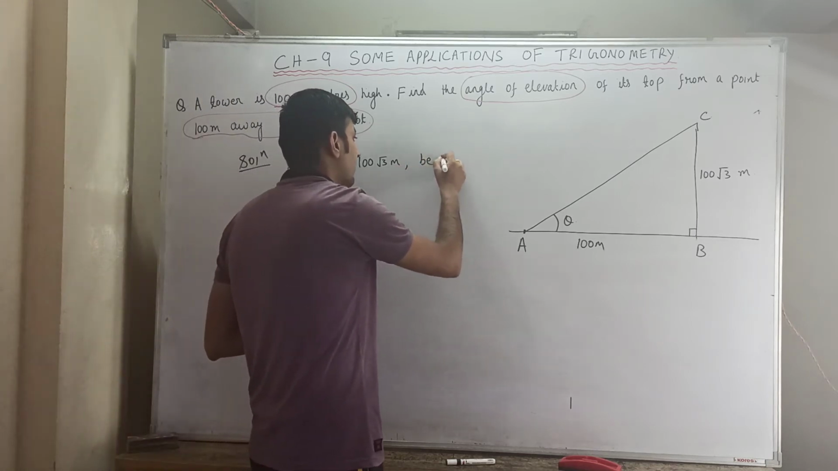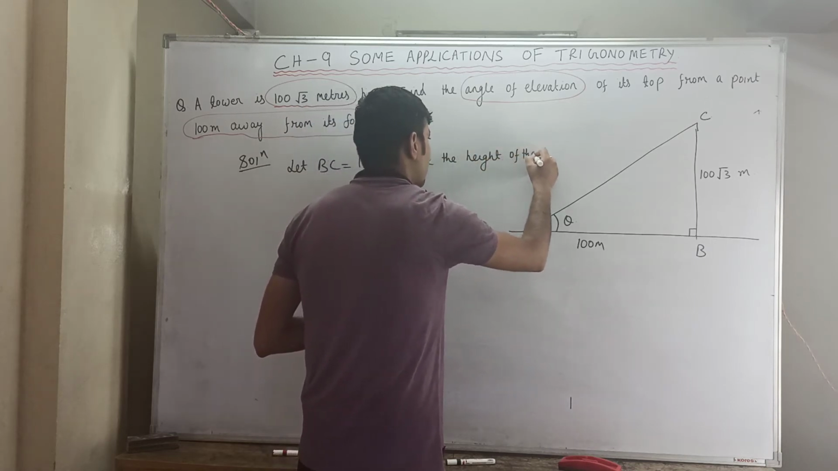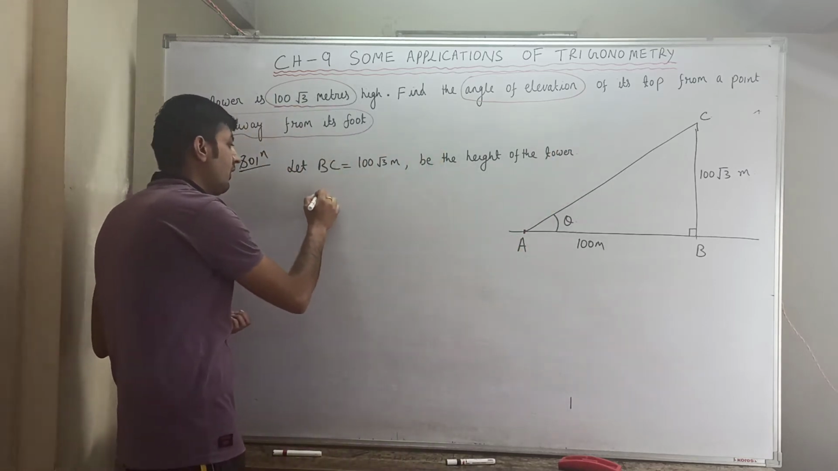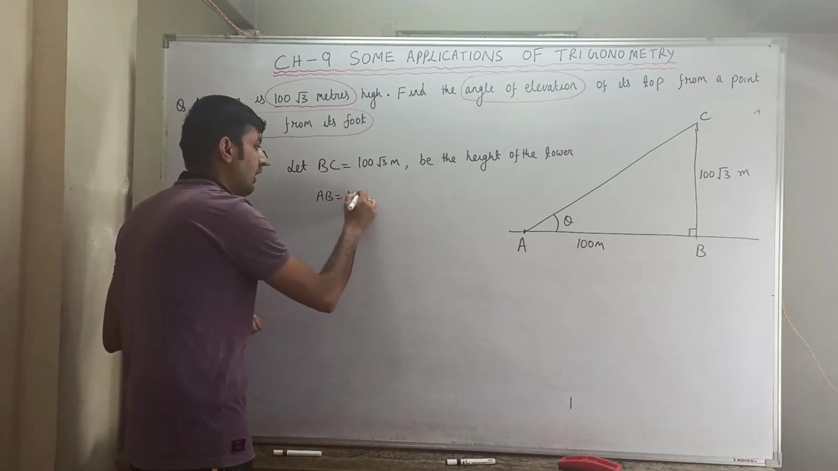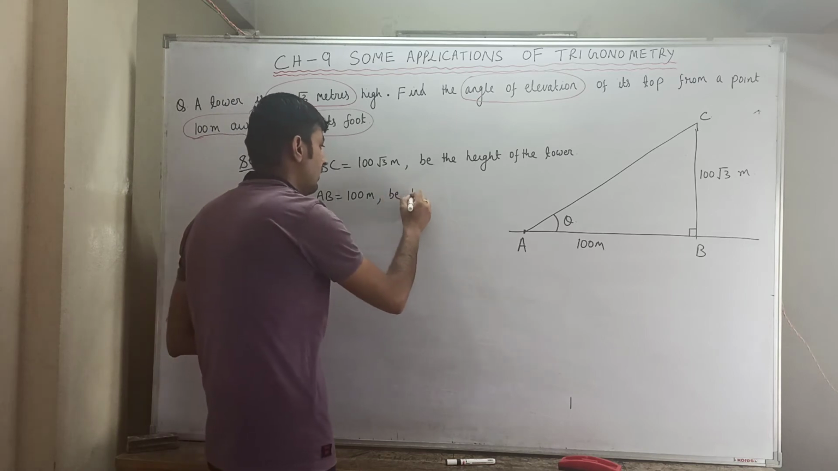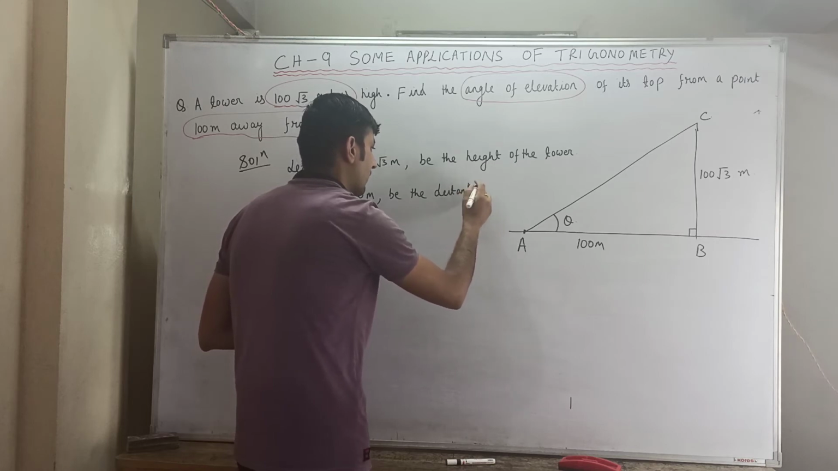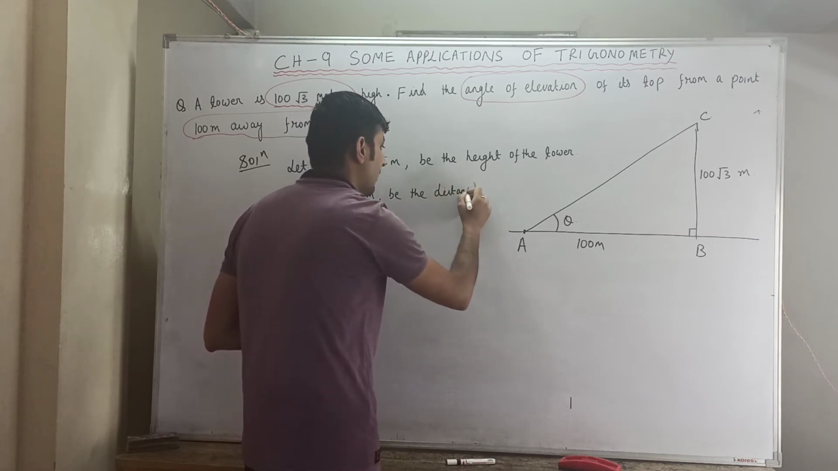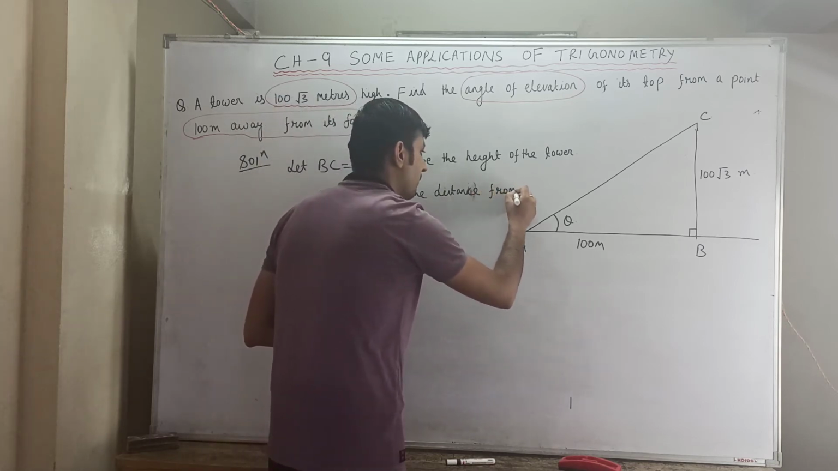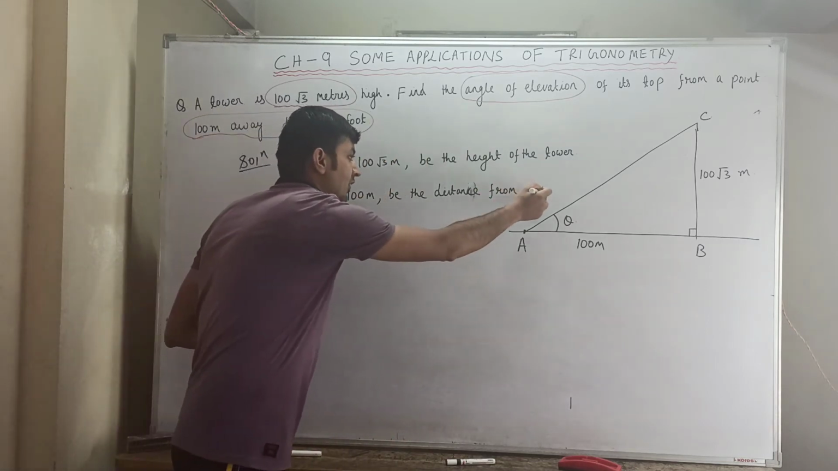BC is the height of the tower. AB is equal to how much? AB is equal to 100 meter. AB is the distance from B. That is the distance from B.